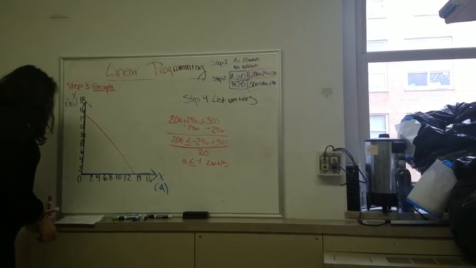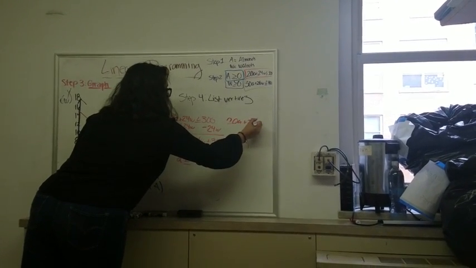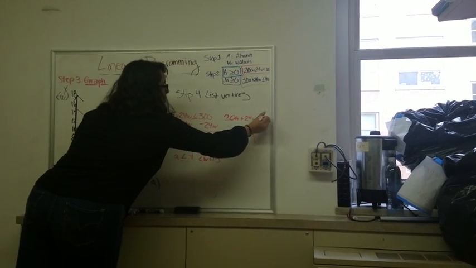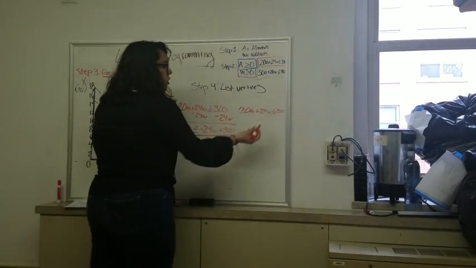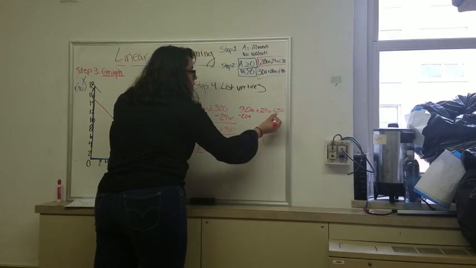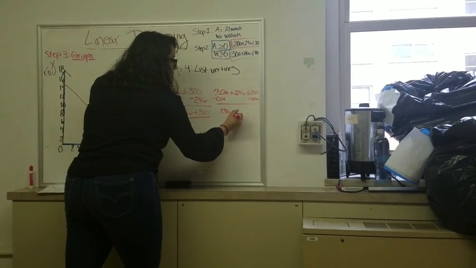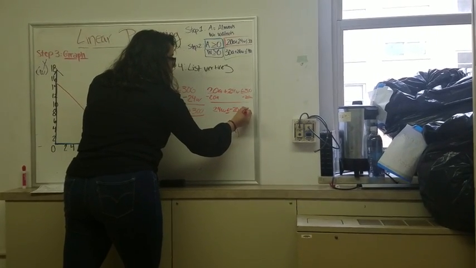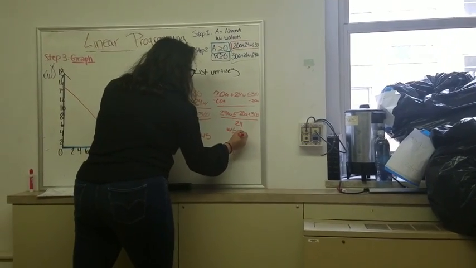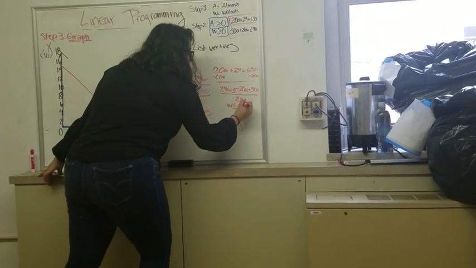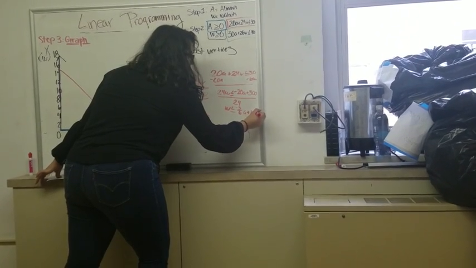And then for the W, it's 20A plus 24W less than or equal to 300. This time, instead of subtracting 24W, you subtract 20A, because you're trying to get W by itself. So 24W is less than or equal to negative 20A plus 300. Then you divide by 24 to get W by itself, and you get negative 5 over 6 A plus 12.5.